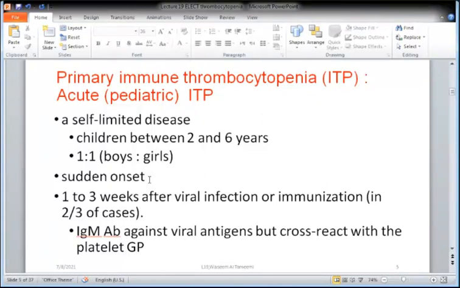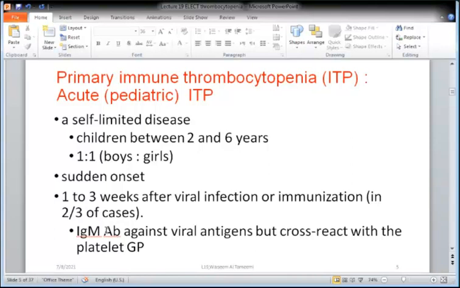Usually, there is an immune trigger mechanism before the presentation of acute pediatric ITP. The immune trigger mechanism usually precedes the sudden onset of ITP by 1 to 3 weeks, and it is either viral infection or immunization. And this is commonly seen in 2/3 of the cases.